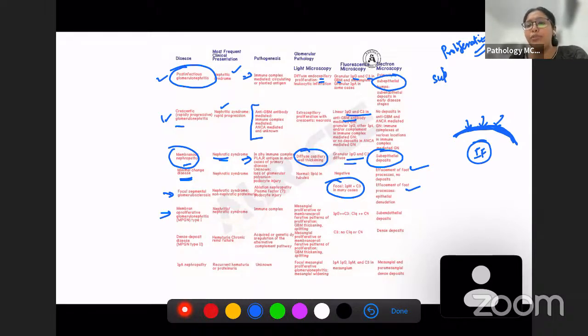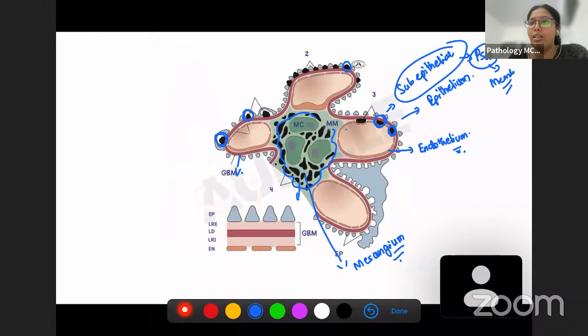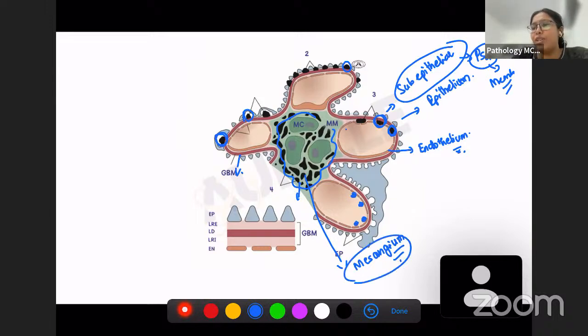In membranoproliferative type 1, we're going to have nephritic as well as nephrotic features. Both can be present. This is also an immune complex mediated disease, and you can see immunoglobulin deposits which are subendothelial deposits. It's not subepithelial deposits. We can see here that the endothelium is over here. This is the epithelium and this is the endothelium. You can find deposits somewhere over here in membranoproliferative diseases.